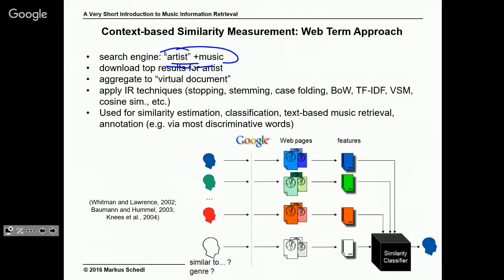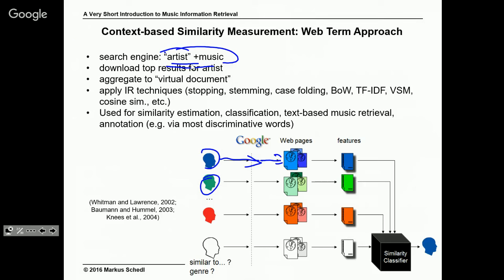Then, you have these individual artists depicted here by the colored hats. You go, for instance, to Google and download the web pages, usually not all of them, of course, but just the top 50 or top 100 results, which gives you a variety of web pages that are hopefully related to the artist under investigation. Then you concatenate all of them, and you apply different information retrieval techniques.